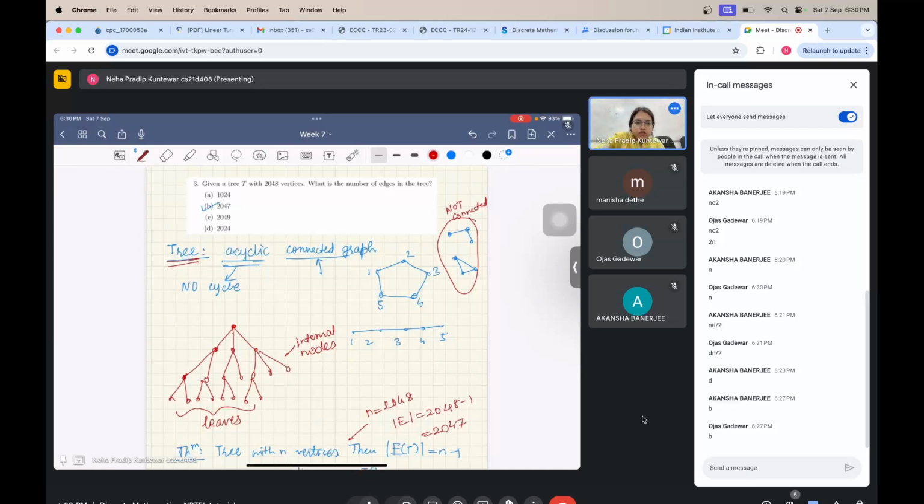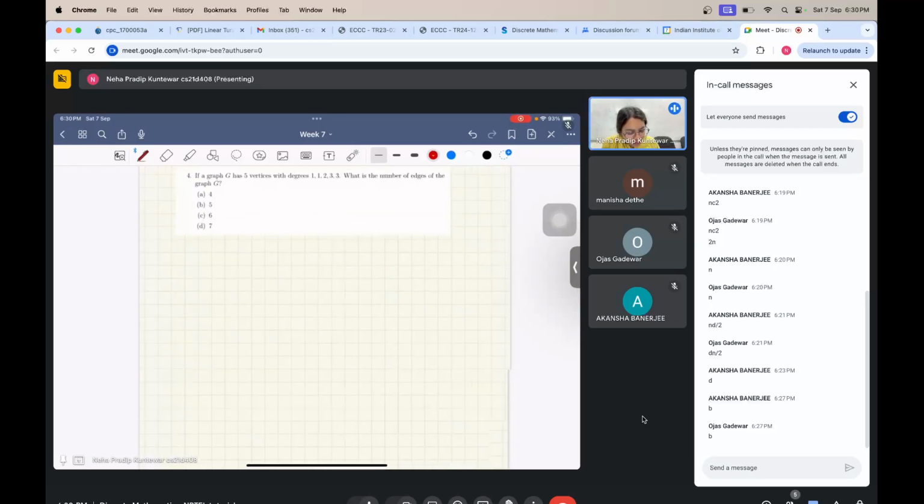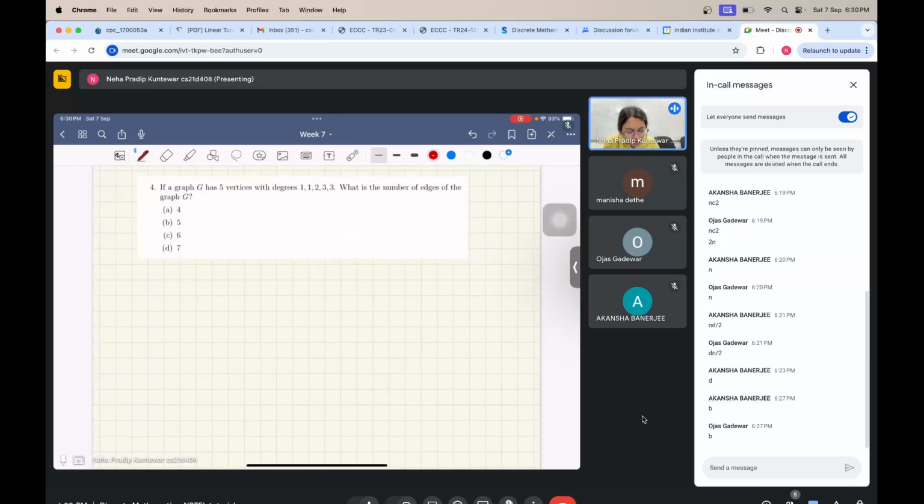Okay, if there are no questions, then I'll move on to the next one. You are given a graph which has 5 vertices, and these are the degrees that are given. 1 1 2 3 3, these are the degrees of the 5 vertices, and the question that we are asking is what is the number of edges of this graph.